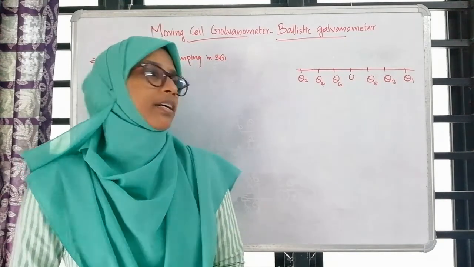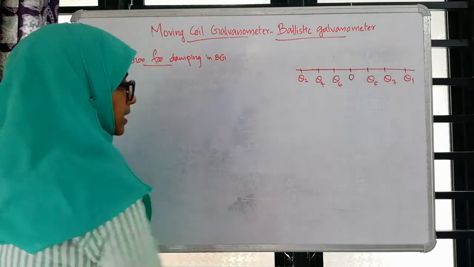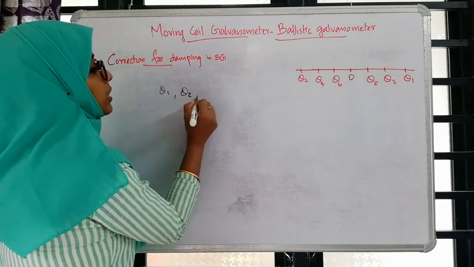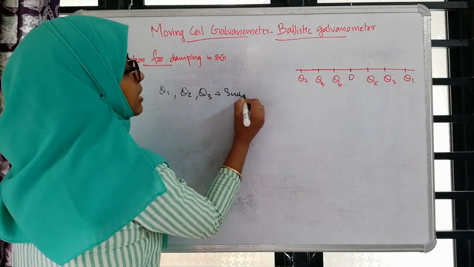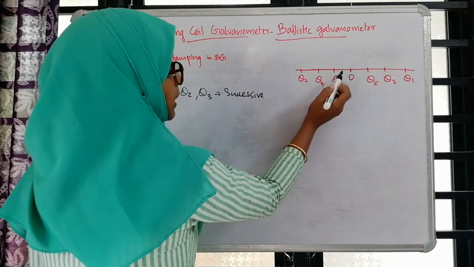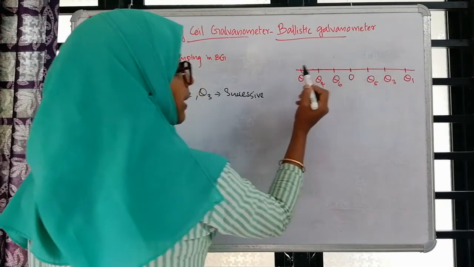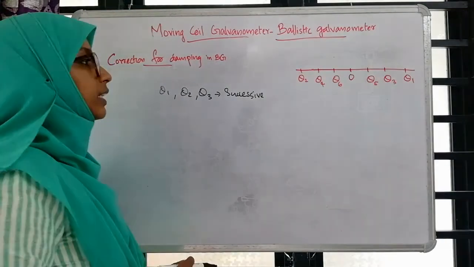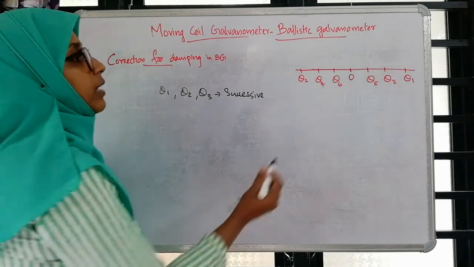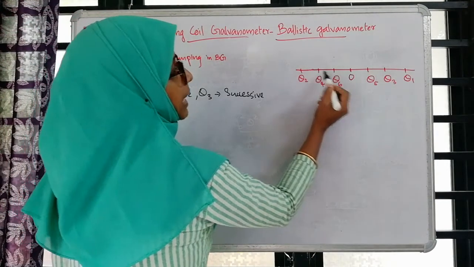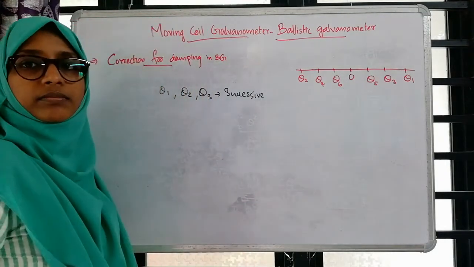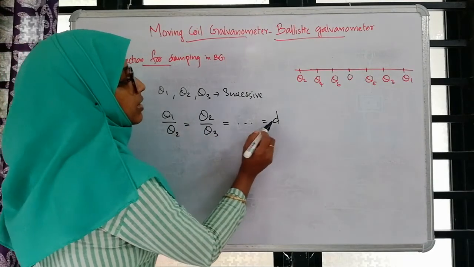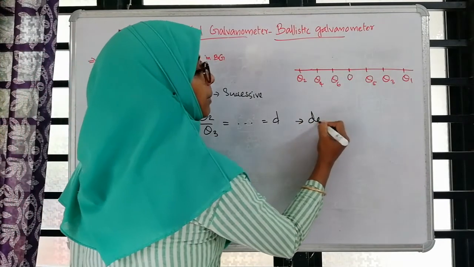To find out that, let us consider theta 1, theta 2, theta 3, etc. as the successive maximum deflections that happen from 0 to the right and left of the coil or the scale. So, if there is some damping, the theta 1 to theta 2 oscillation will be damped to theta 3 to theta 4, etc. We can say theta 1 by theta 2 is equal to theta 2 by theta 3, etc., is equal to D, which is the decrement per half vibration.